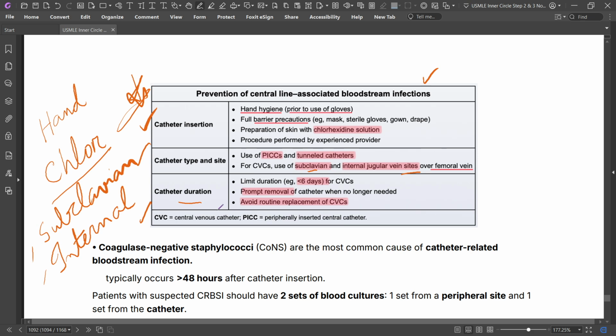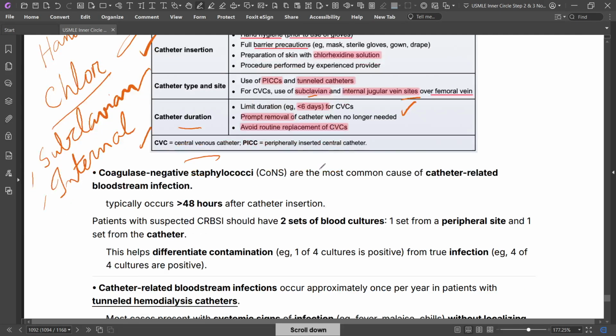Catheter duration: limit the duration to less than 6 days for central venous catheter. Prompt removal of the catheter when no longer needed. Avoid routine placement of central venous catheter.